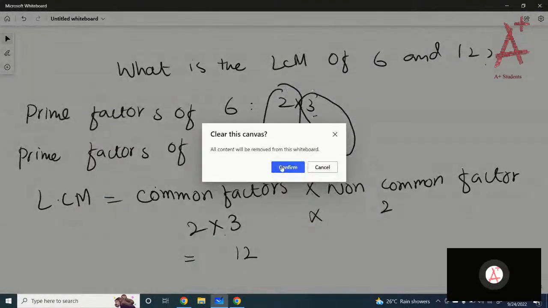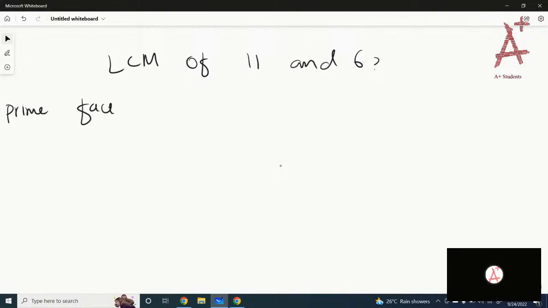Okay, the next one is, what is the LCM of 11 and 6? We have to write the LCM of 11 and 6. So write the prime factors for 11. 11 is a prime number. You have only two factors, they are 1 and 11. And the prime factors of 6 are 2 times 3.